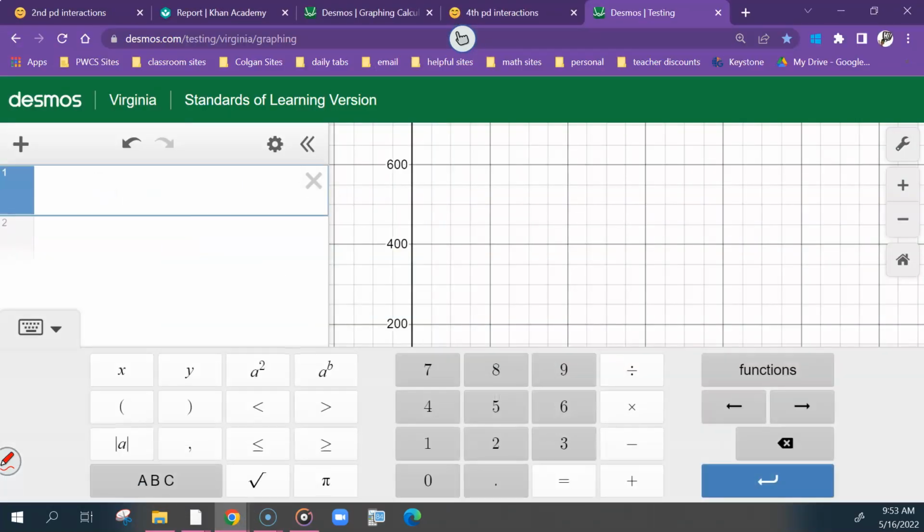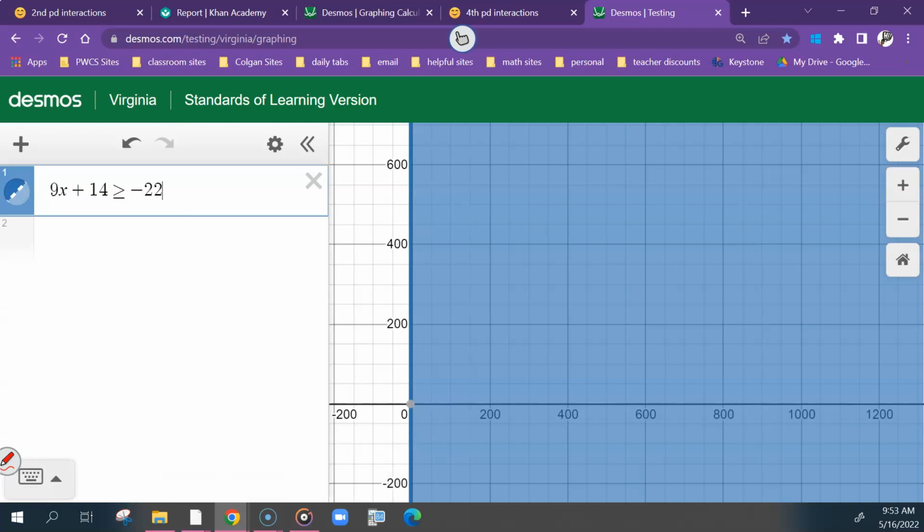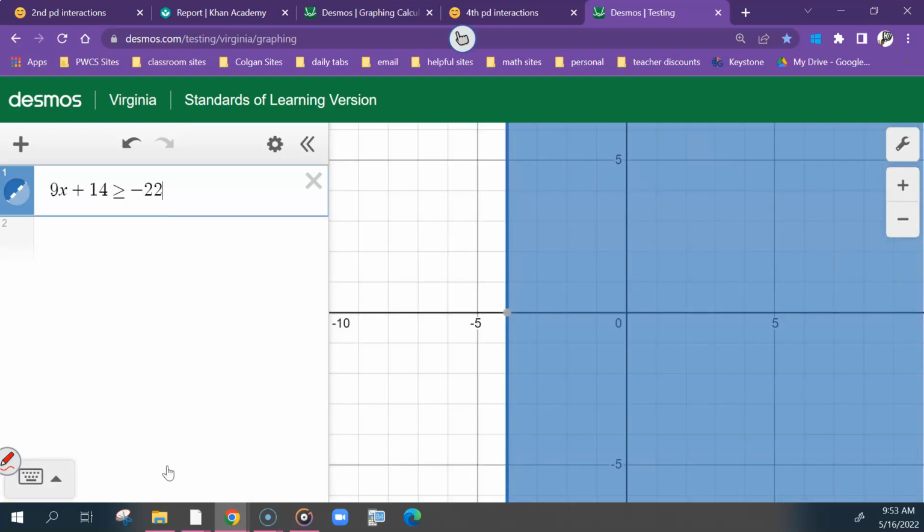Right. For the first one, if I type this in, 9x plus 14 is greater than or equal to negative 22. I can look at this, it will be shaded for me, and I can say this is everything greater than or equal to, because it's a solid line, negative 4. So that would be your inequality notation. Your interval notation would be negative 4 with a square bracket to infinity. And then when you draw it, it would be a closed circle at negative 4 going through it.